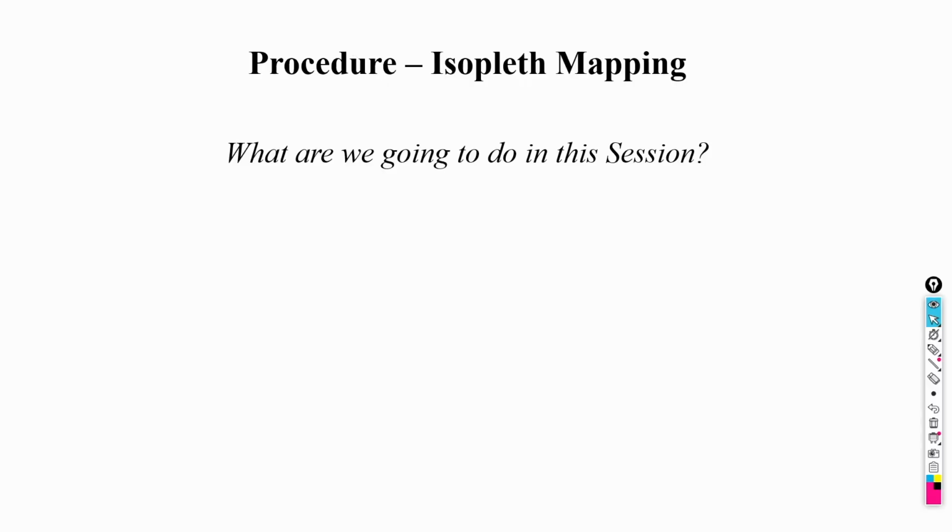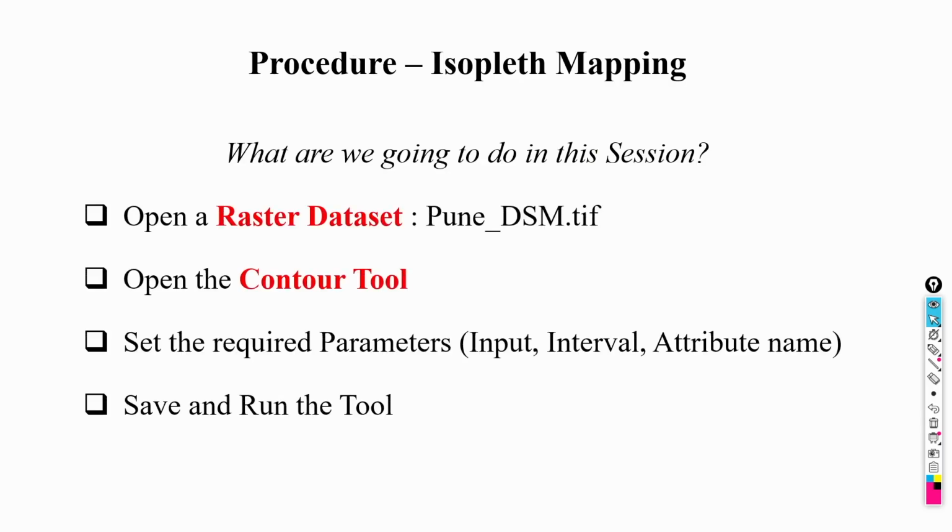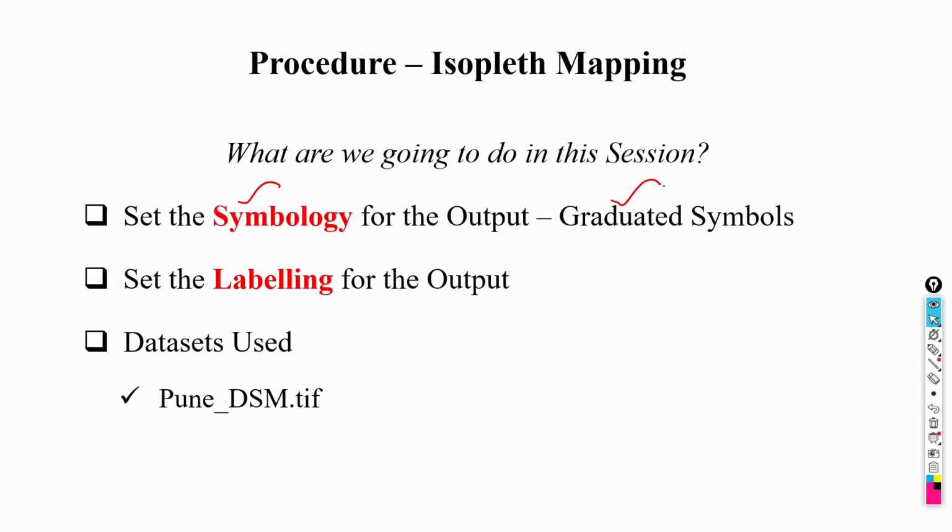First I will quickly explain the procedure of the Isopleth mapping. Like I said, there is a raster data set. We are going to bring that raster data set inside QGIS. We are going to use the contour tool to generate the Isopleth map, and then after that we will do some parameter settings, then we will run the tool, after which we will alter the symbology using the graduated symbols, and then we will alter the label and generate the final Isopleth map for our required output. So, with that being said, I will quickly jump into the software part.